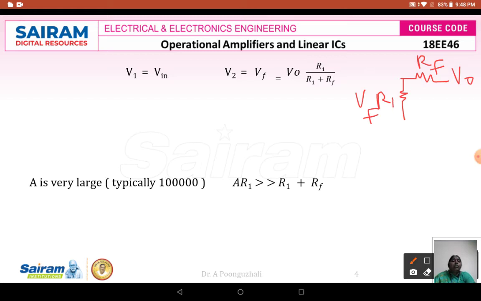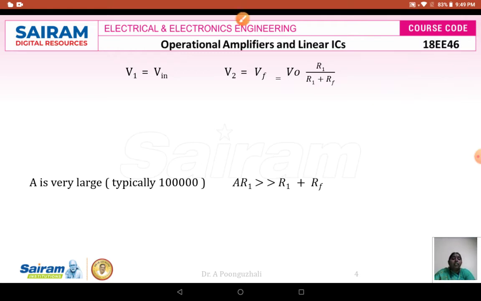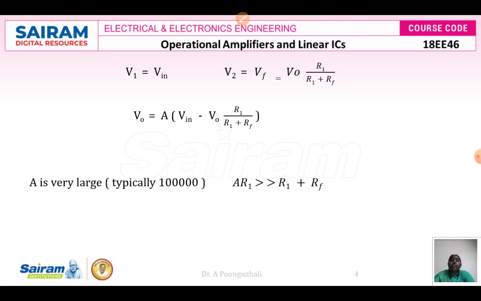So I want to find out the voltage drop across this R1. If I want to find the voltage drop across this R1, I can apply my voltage divider rule. What is the voltage divider rule? Your total voltage into the drop across this resistance R1 divided by the total resistance R1 plus Rf. So that is what we have written here: V0 into R1 divided by R1 plus Rf. Now we are going to substitute V0 is equal to A into your Vin minus V0 into R1 plus Rf. If I group out the terms, then AF is equal to V0 by Vin is equal to A into R1 plus Rf divided by AR1 plus Rf.